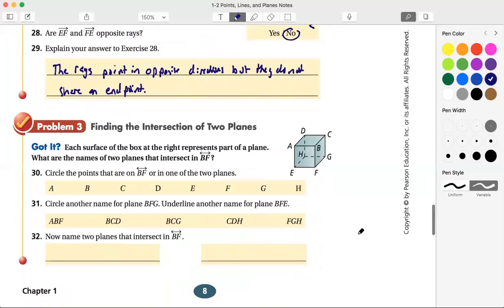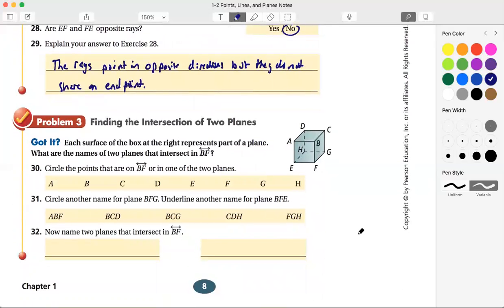Okay, let's see if we understand what we're talking about. So each surface of the box at the right represents part of a plane. What are the names of the 2 planes that intersect line BF? So here is BF, and that's right here in the front. Okay, circle the points that are on BF or in one of the 2 planes.